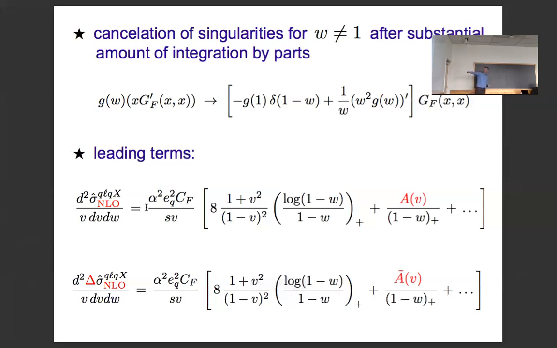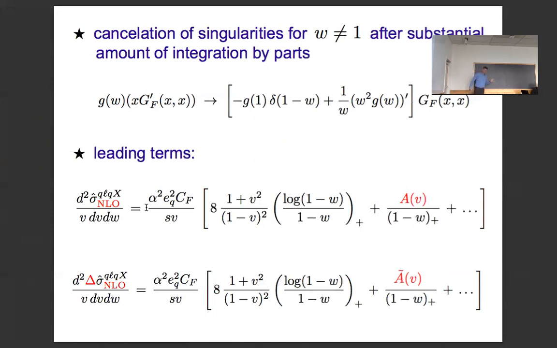Okay? We can look at the results in that case. Just a side remark, I'll finish up in a second. We found the same double plus distributions as in the unpolarized cross section, but it seems we find different pieces with 1 minus W and 1 over 1 minus W plus. So there will be differences in the NLO corrections for single spin and for unpolarized. However, we're not completely done yet.